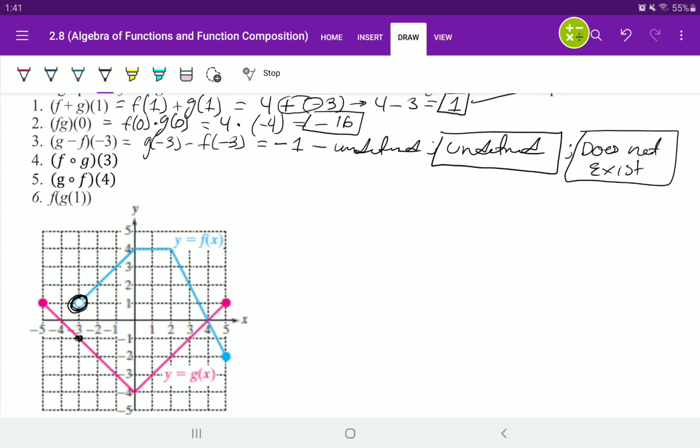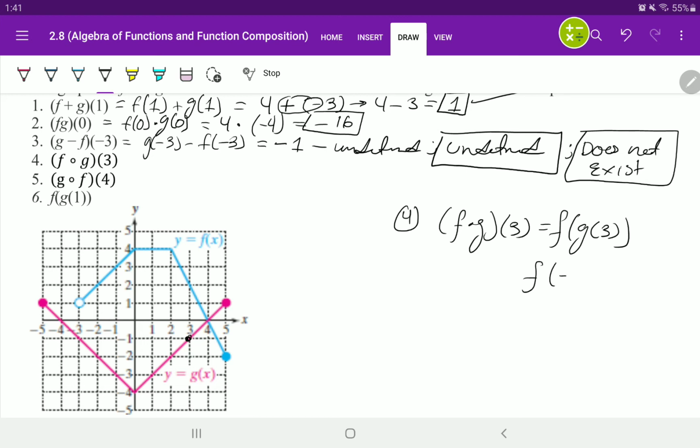Let's continue. I'm going to do number 4 over here: f of g of 3. According to the graph, g of 3 is going to be negative 1. So we have f of negative 1. f of negative 1 is going to be positive 3. So the answer to number 4 is going to be positive 3.